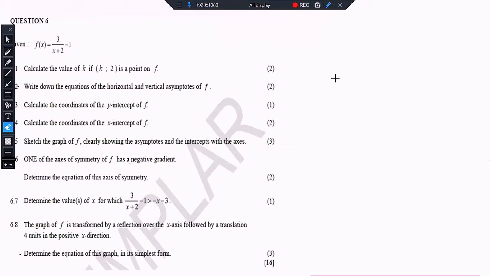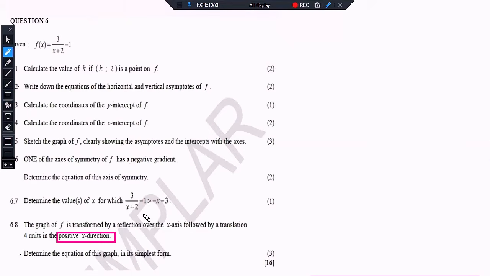6.8, it's saying the graph of f is transformed by a reflection over the x-axis followed by a translation 4 units in the positive direction. Let's note that in the positive direction. What does that mean, right? In the positive direction simply means to the right. To the right is the positive direction. To the left is the negative direction, right?